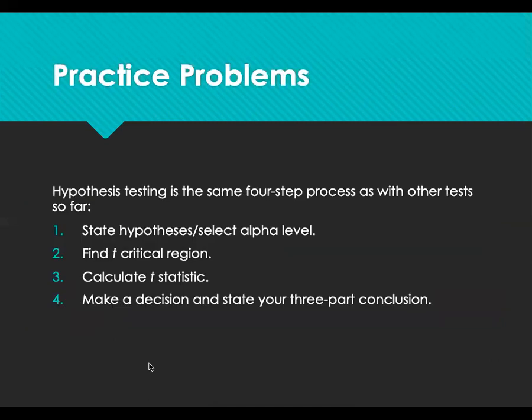Okay, so I'm going to post some practice problems on D2L, just like I have in the past for other chapters. When you're doing those, you want to keep in mind hypothesis testing is the same four-step process as with other tests we have done so far. So you're going to state the hypotheses and select or be given the alpha level. You want to find the t critical value. You want to calculate your t obtained or your t-test statistic, and then make a decision and state the three-part conclusion.